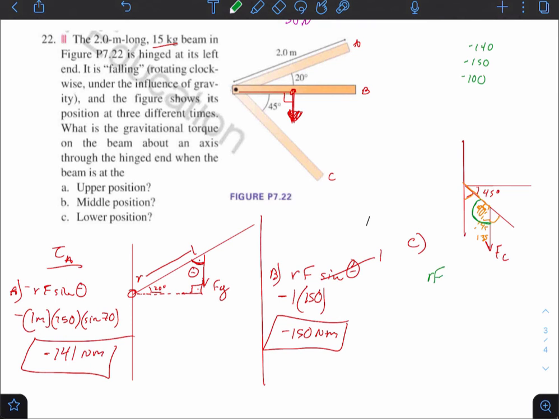So RF sine theta, negative 1 times 150 times sine 135. And I get negative 106 Newton meters.